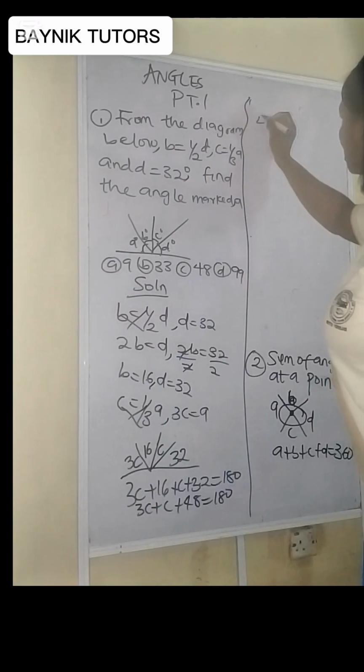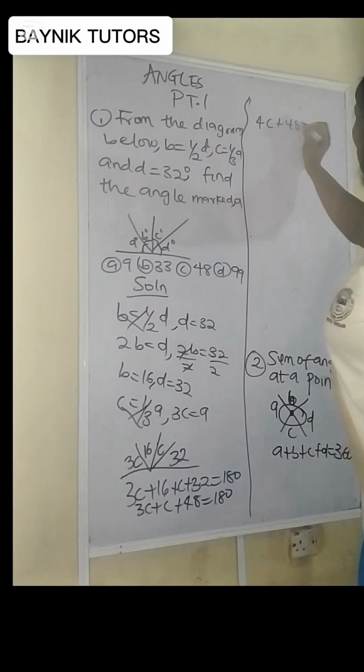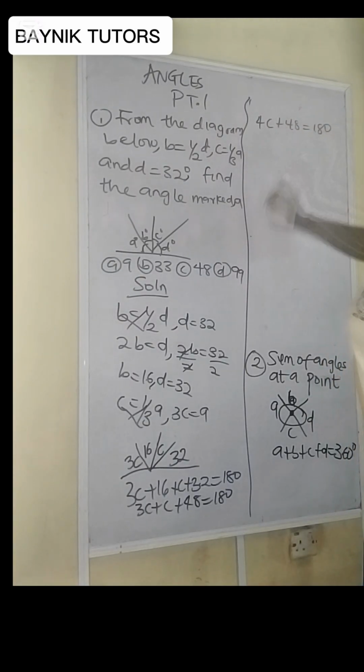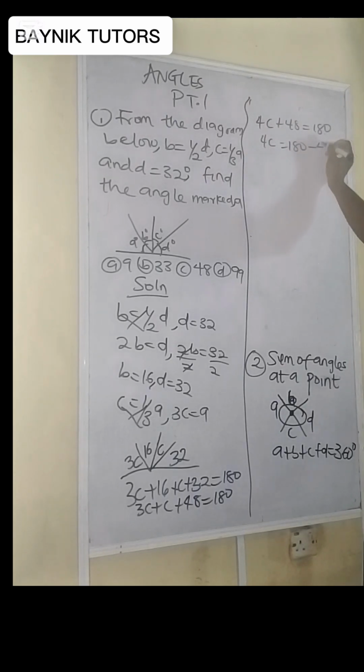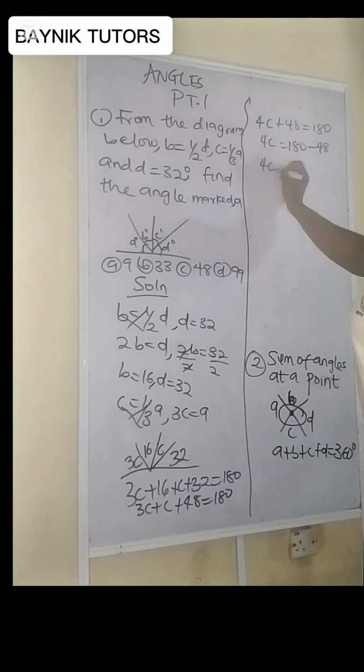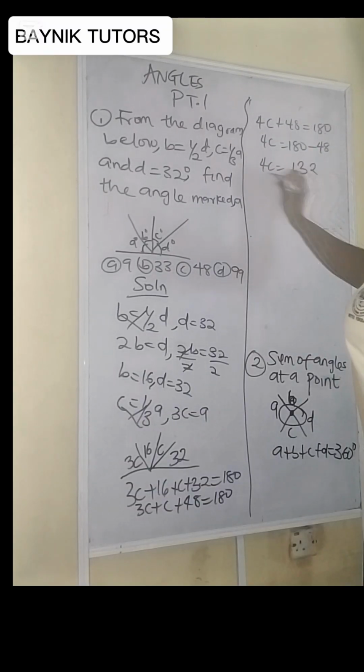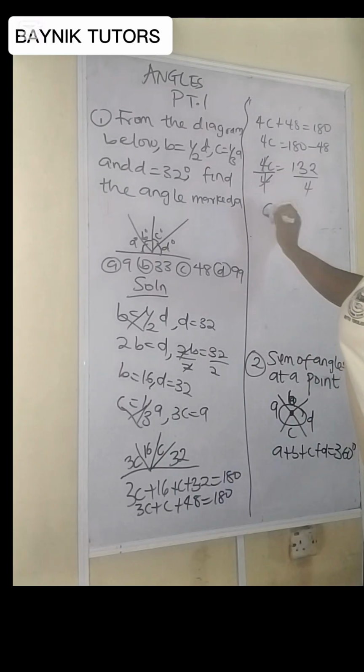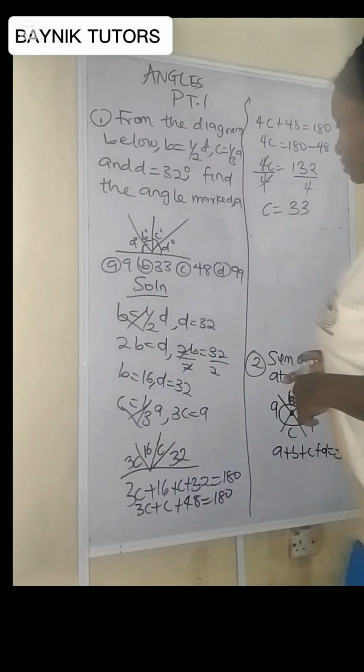So that will be 4C plus 48 equals 180. So 4C equals 180. This one will move to the other side, and the sign will turn to minus. So 4C equals 132. Divide both sides by 4. So our C equals 33.